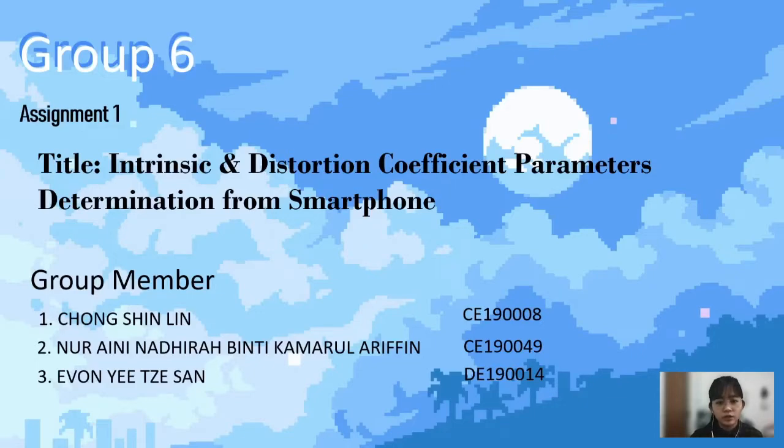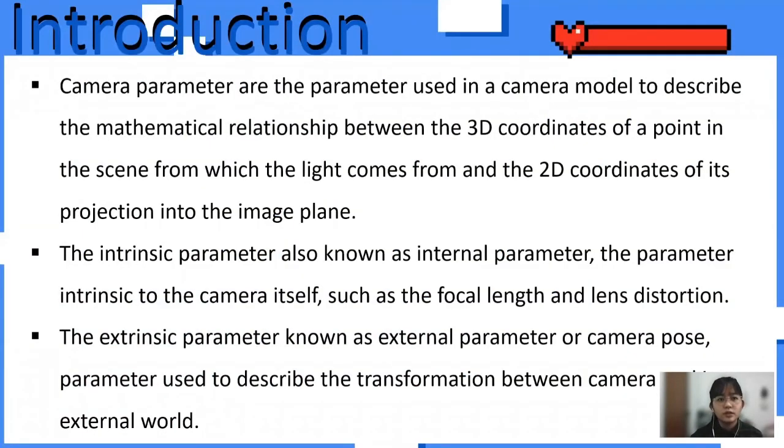My name is Chong Shin Lin, matrix number CE190028. So I will also introduce my other group members. The second group member is Nur Aini Nadira binti Kamarul Arifin, matrix number CE10000449. The last group member is Yvonne Yi Sisan, matrix number DE190014. So this is the introduction for this assignment.